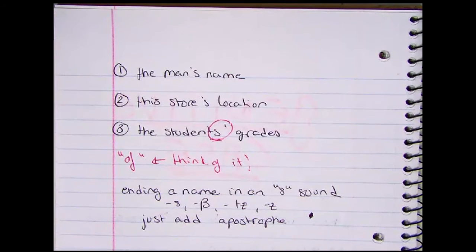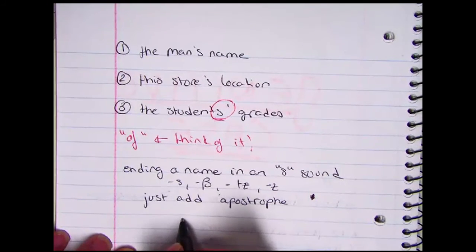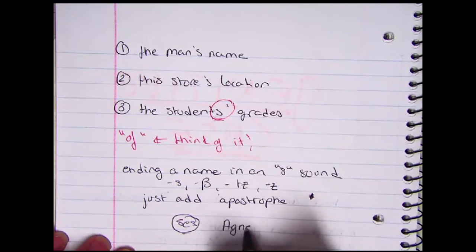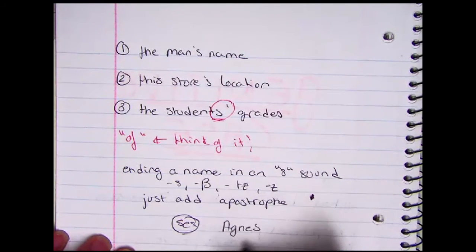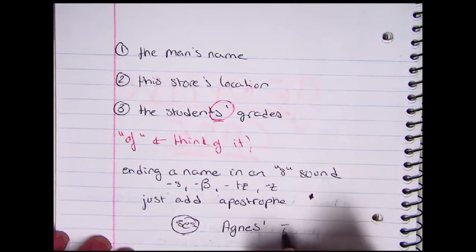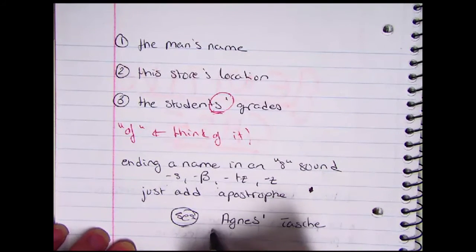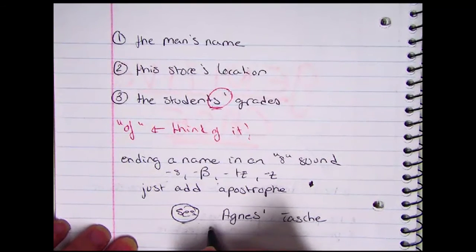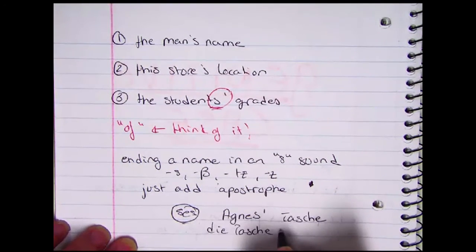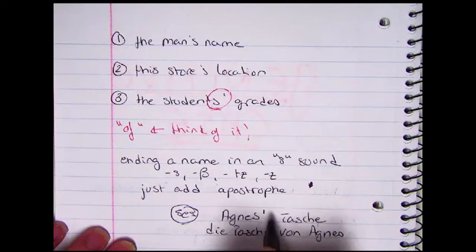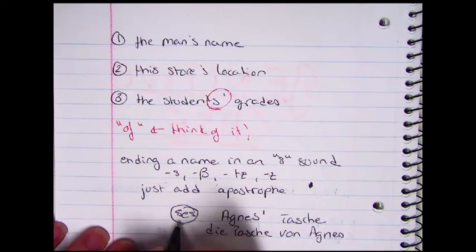Okay, single one that looks like two. Just add an apostrophe. Now, a lot of the time when it is spoken, we make it a sis sound, right? So for example, if you have Agnes and you wanted her to own something, so Agnes Tasche, we would usually either say this as Agnes's Tasche, or we would switch to dative case and just avoid the genitive altogether and say die Tasche von Agnes. Okay, but this is how you write it. This is how a lot of people will say it in order to clarify that there is a possessive in there.